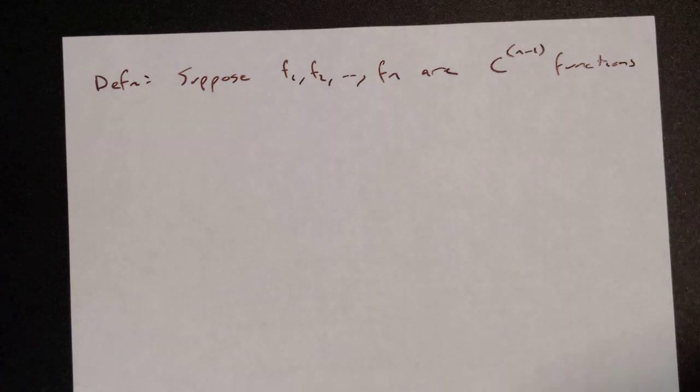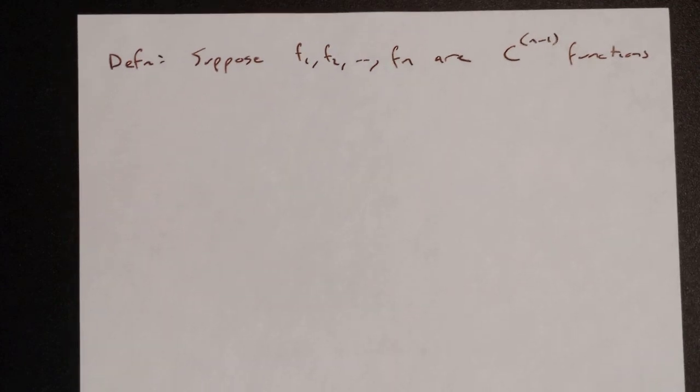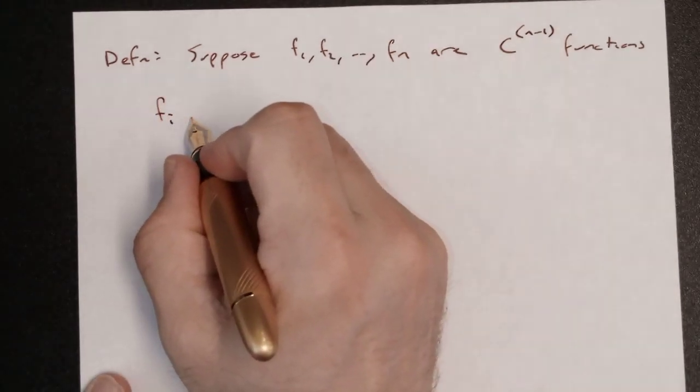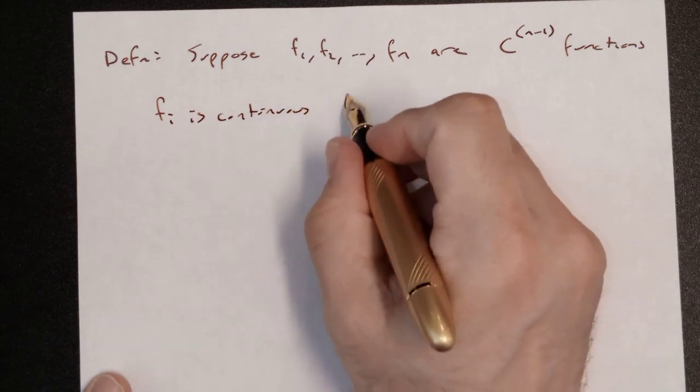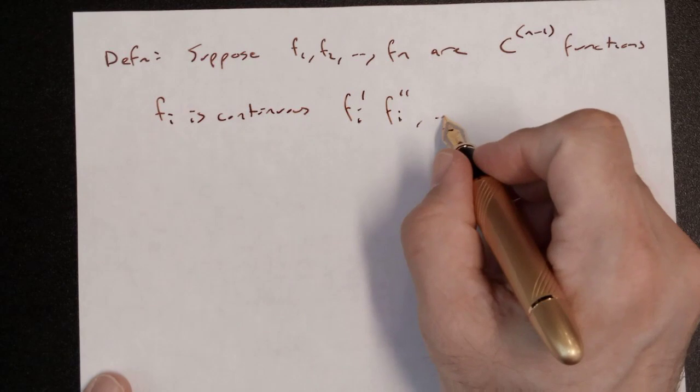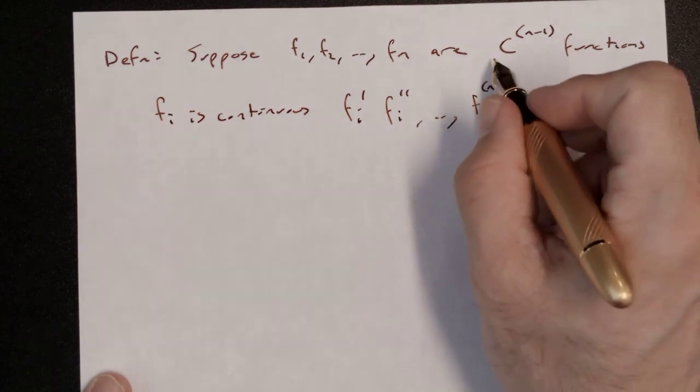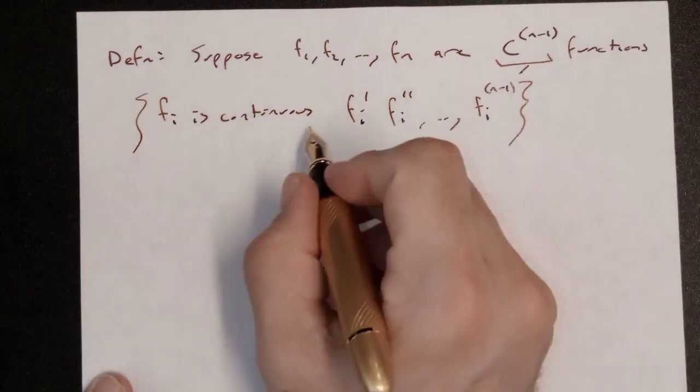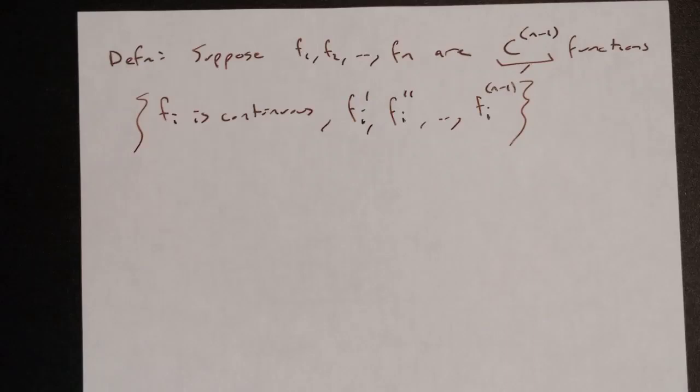So I need to start with a set of functions. I'm going to call them F1 through Fn. I've used this term before, but you may not remember it. It's a term about differentiability. C^(n-1) means these functions are continuous, and each of their first n minus 1 derivatives are also continuous. So the function is continuous, its first derivative, its second derivative, all the way through to the n minus first derivatives. They're all continuous. All the functions and those derivatives, they're all continuous.